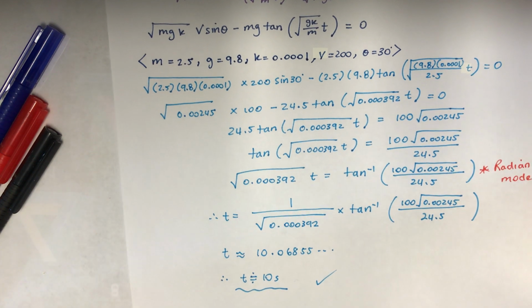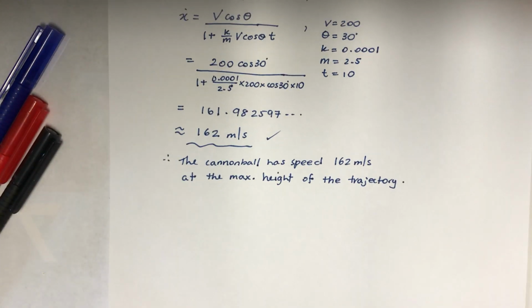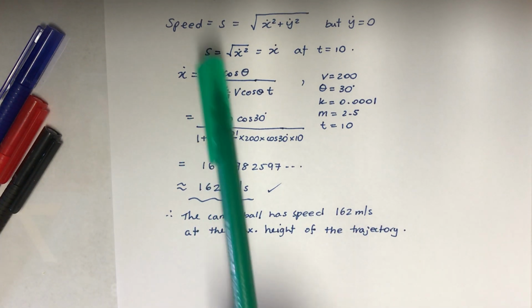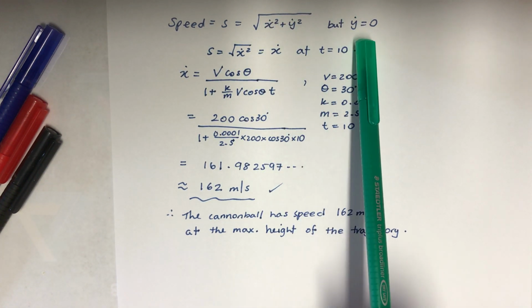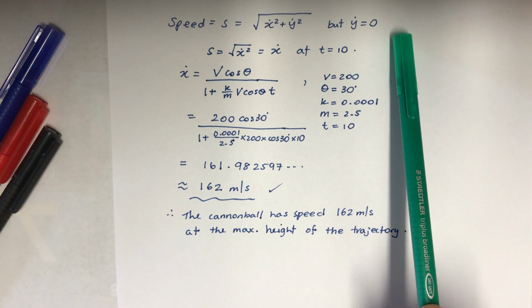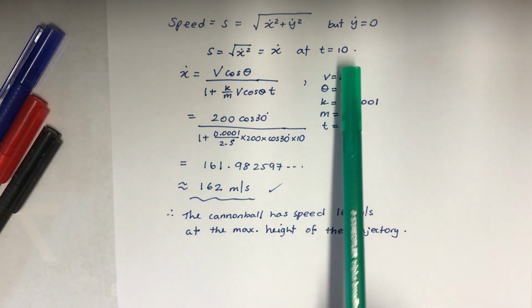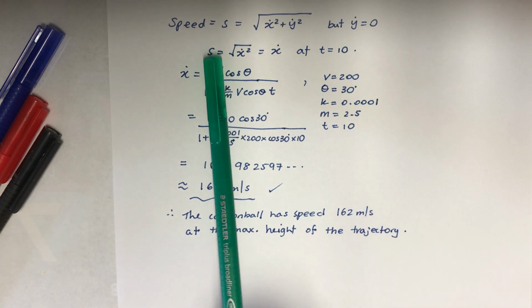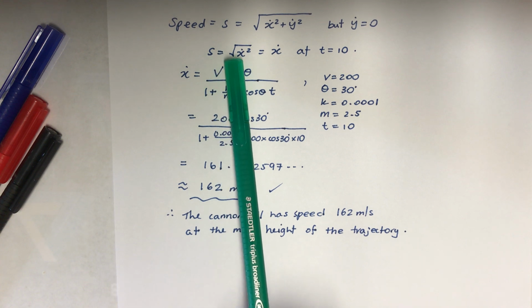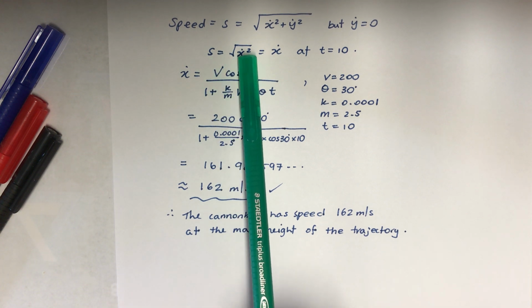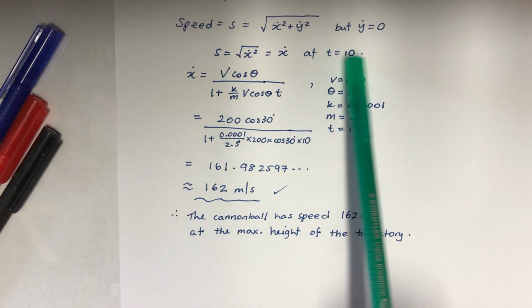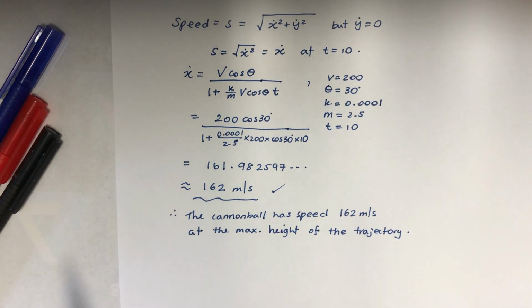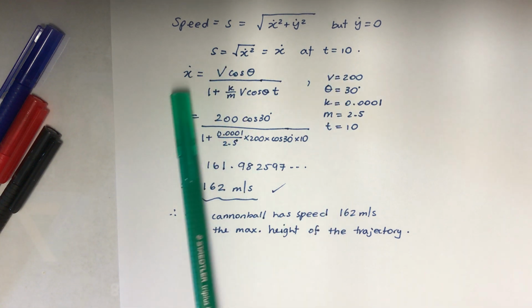Now we have to do the speed, guys. So speed is what? The square root of x dot squared plus y dot squared. But because it's at maximum height, y dot is 0. Be careful with that. And therefore the speed equals the square root of x dot squared, which is x dot at 10 seconds. And then you just put it in.